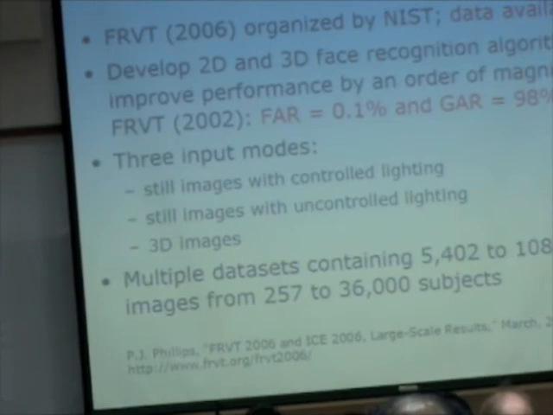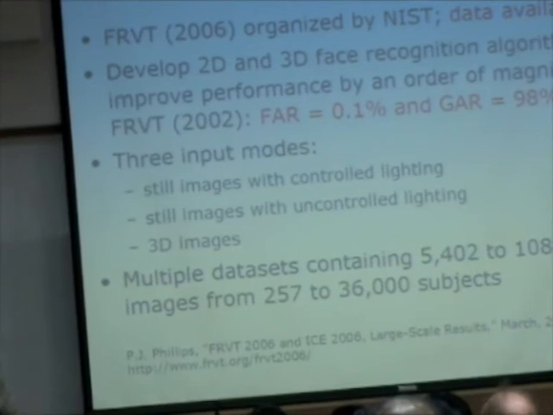FRVT, face recognition vendor test. They also call it the face recognition grand challenge. And the last one they did before 2006 was in 2002. They said, well, our goal is to improve the performance by an order of magnitude, that is, reduce the error by an order of magnitude. And the government is investing money, at least in the United States, to improve the face recognition technology.